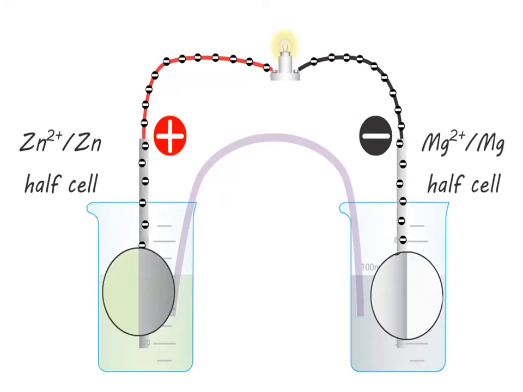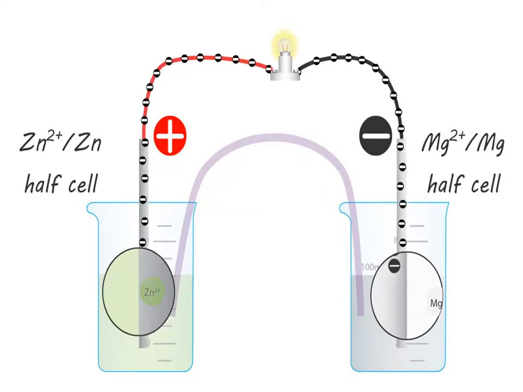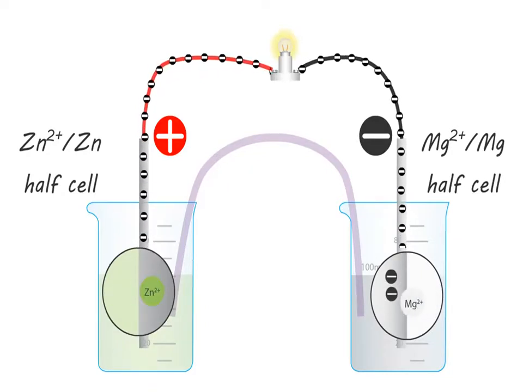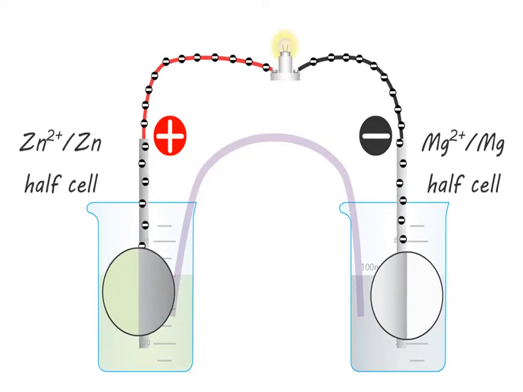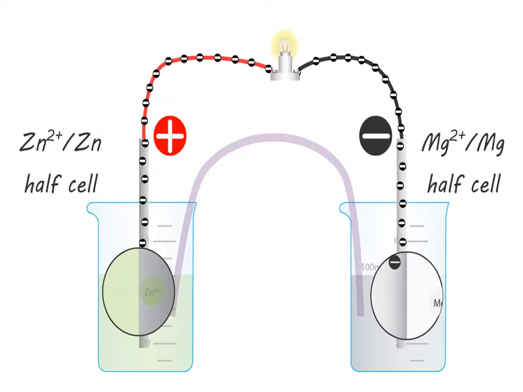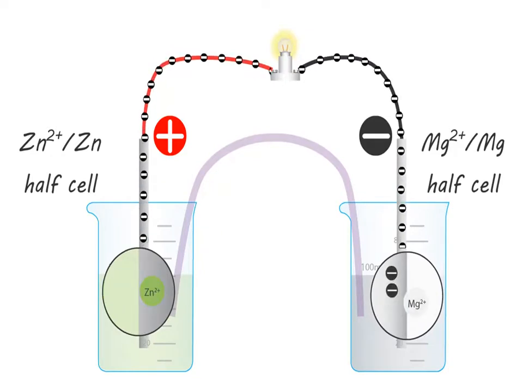If we replace the copper half cell with another type of half cell, for example one that involves magnesium metal in contact with 1 mole per decimeter cubed magnesium sulfate solution, when we do this, the electrons travel in the opposite direction. That is, they travel from the magnesium side to the zinc side.